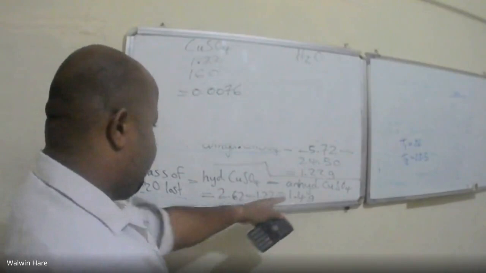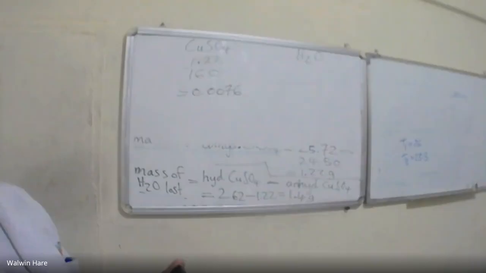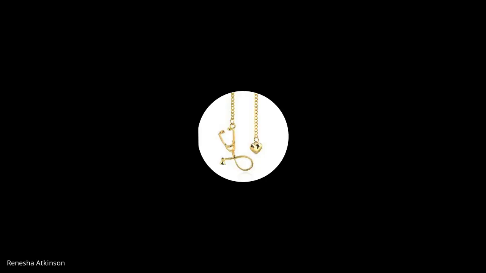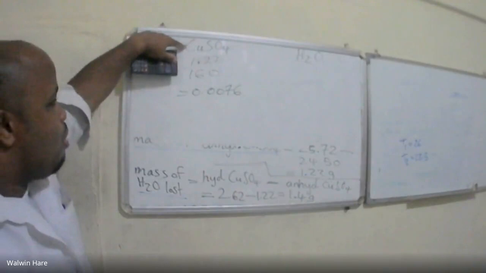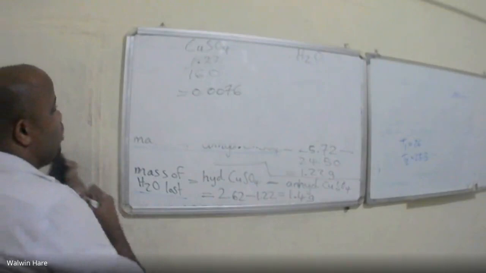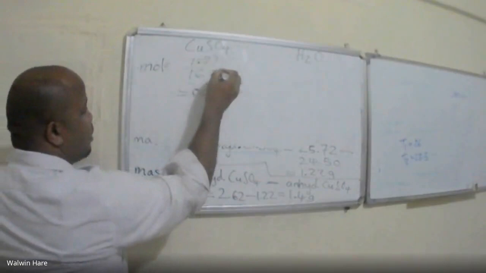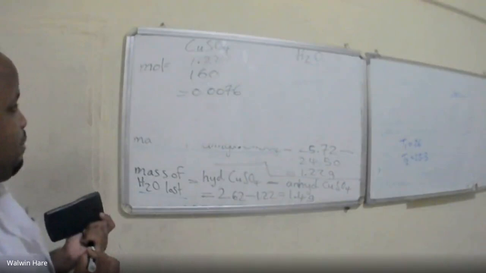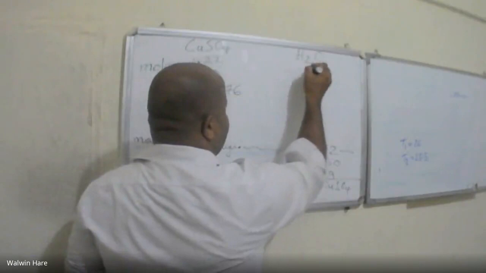And then for the water, so on the copper sulfate, it's 1.22 divided by 160. 160 is the molar mass of copper sulfate. Okay, so right. So we are calculating the mole here. Mole is mass over molar mass, which is 160. And it says 1.22 divided by 160. And then for water, it's 1.4 divided by 18.